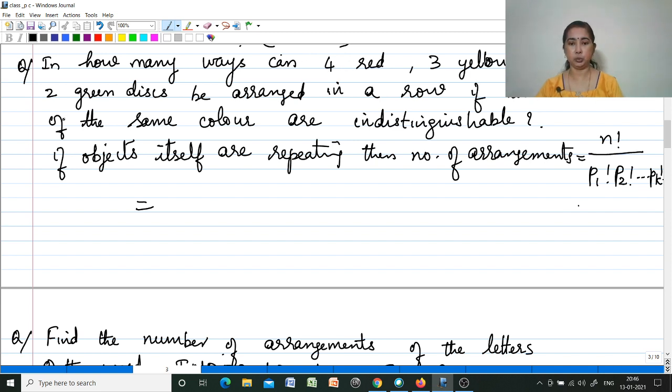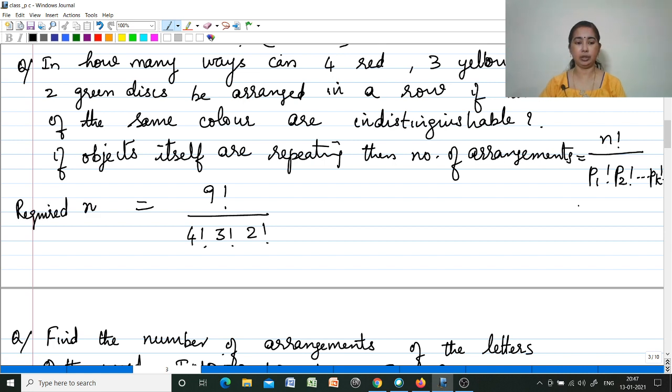So here, the total number of discs: 4, 3 and 2, so 9. So 9 factorial divided by how many times each one is repeating? Red repeats 4 times, yellow repeats 3 times and green repeats 2 times. So the required number of arrangements is 9 factorial by 4 factorial into 3 factorial into 2 factorial, which is equal to 1260.